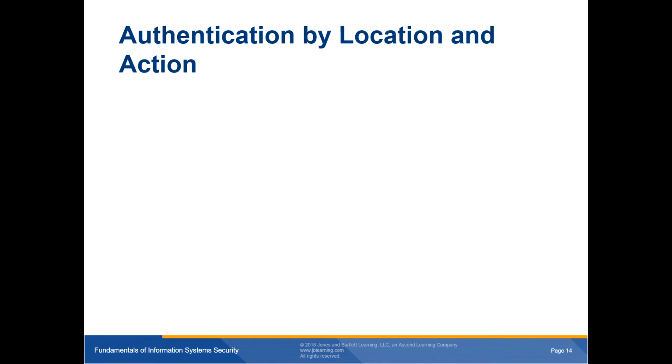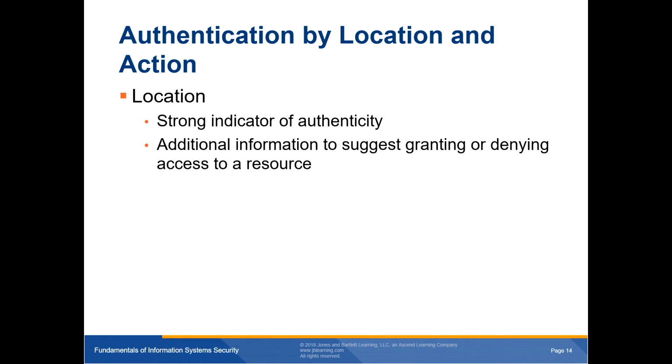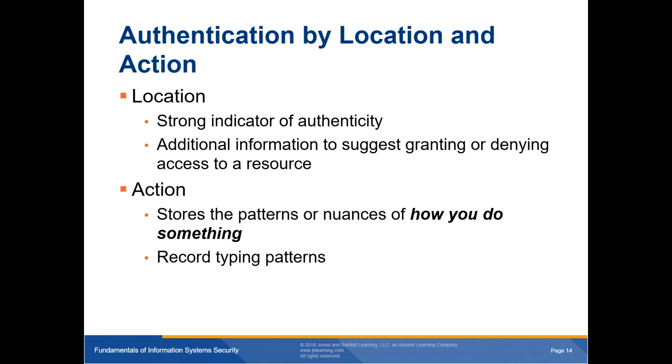So, authentication by location and action. Location, of course, is a strong indicator of authenticity. Are you where you're supposed to be? It provides additional information to suggest granting or denying access to a resource. So it does provide other information that some methods don't. Action stores the patterns or nuances of how you do something. So it records typing patterns, for example, how you do something.